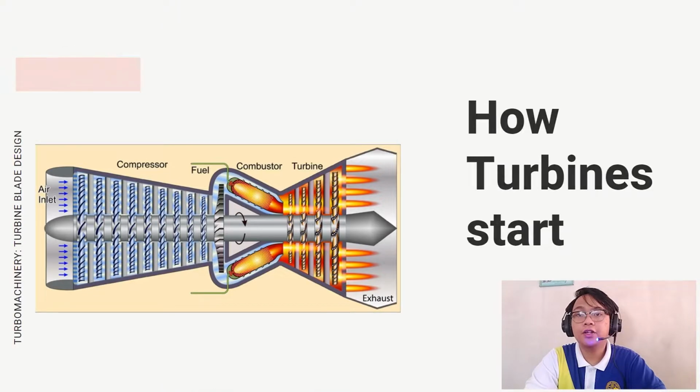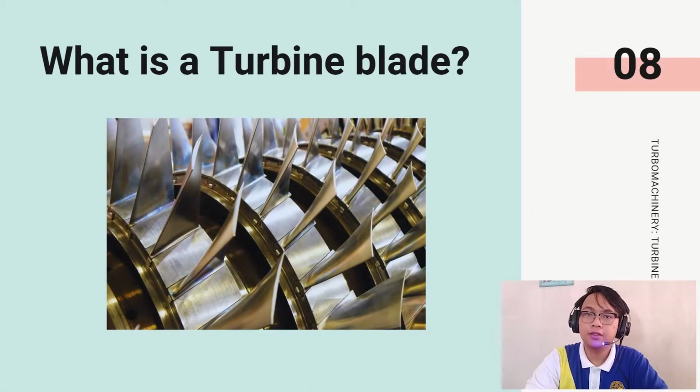Next, let's move on and talk about what is a turbine blade. A turbine blade is the individual component which makes up the turbine section of a gas turbine or steam turbine. The blades are responsible for extracting the energy from the high temperature, high pressure gas produced by the combustor.